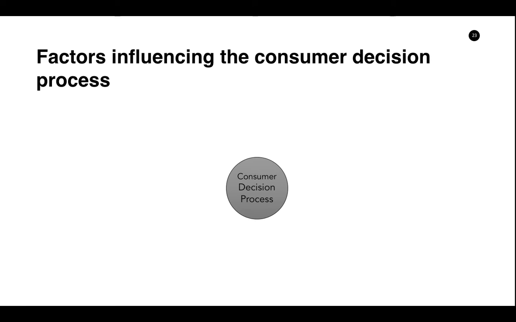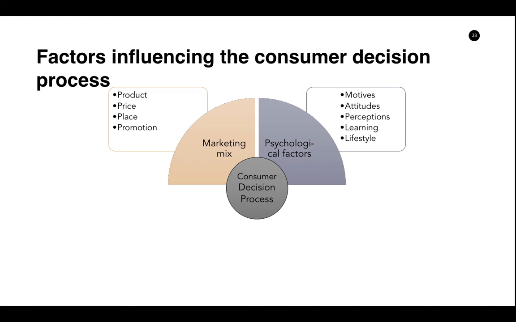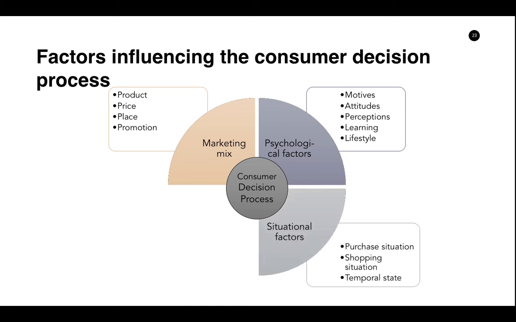Factors that influence the consumer decision process: you have the marketing mix, which we all are very familiar with, product, price, place, and promotion. You have psychological factors that include your motives, attitudes, perceptions about things, learning, and lifestyle. You have situational factors, which happen at the point of purchase. So it may be your mood, your temporal state at that time, your purchase situation. Is it online? Is it in the store? Shopping situation. Some stores really try hard to make your store feel so nice so that you want to stay there longer.